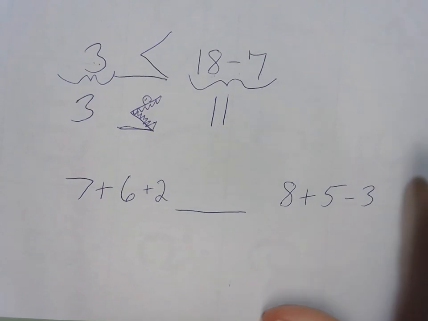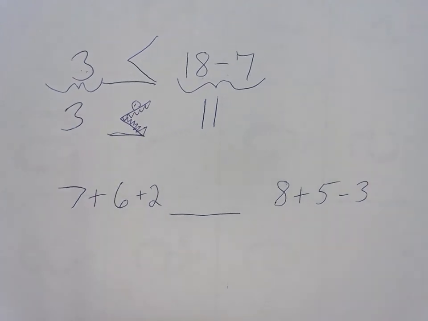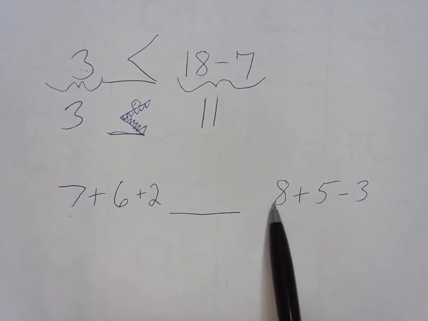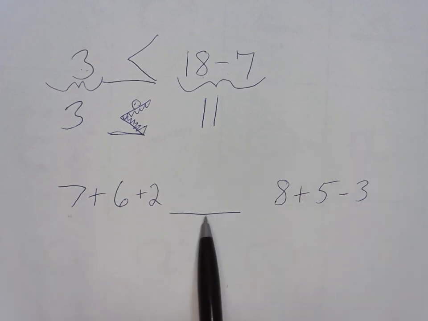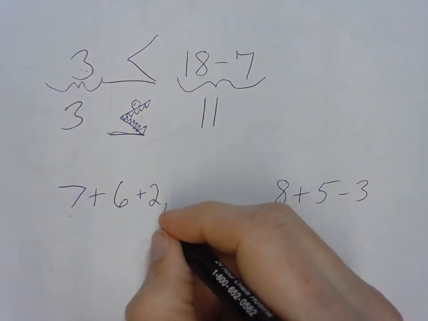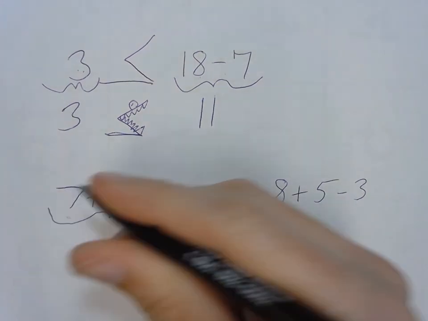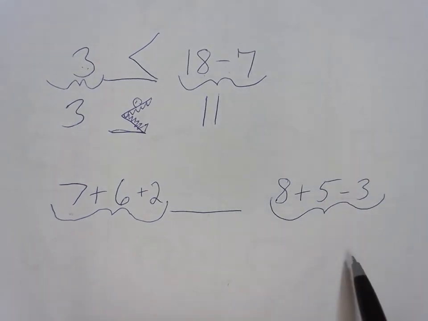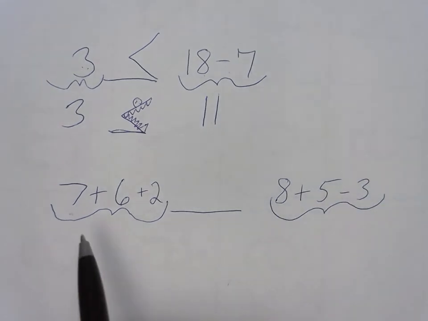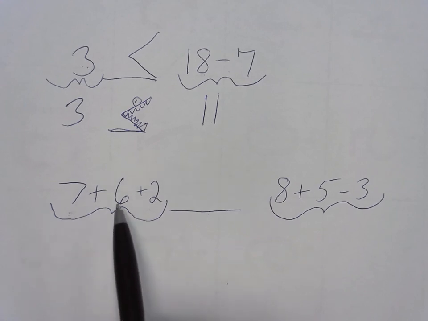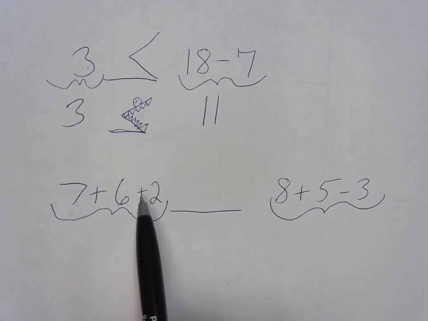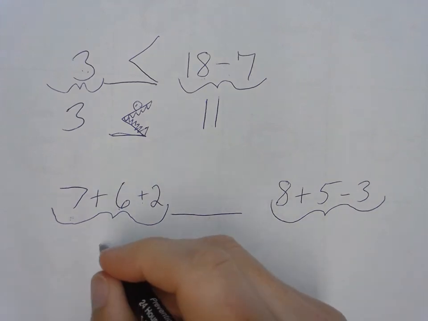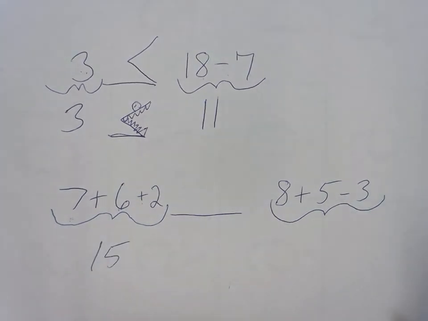And now down to my last one here. It's a little bit more of a complex problem, but it's still the same. I see that none of these are alligators and none of these are alligators. So I know that middle spot there has to be an alligator. And I split the problem apart at that alligator. And I'm going to do the sides that I know, which I know both these sides. 7 plus 6 is 13, plus 2, 14, 15. So this side is going to equal 15.